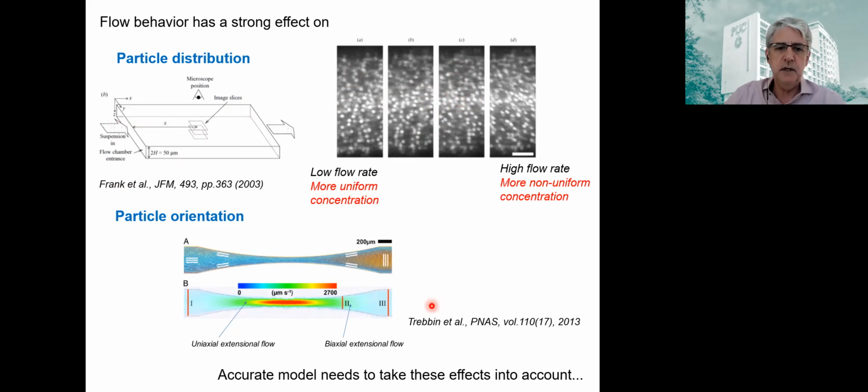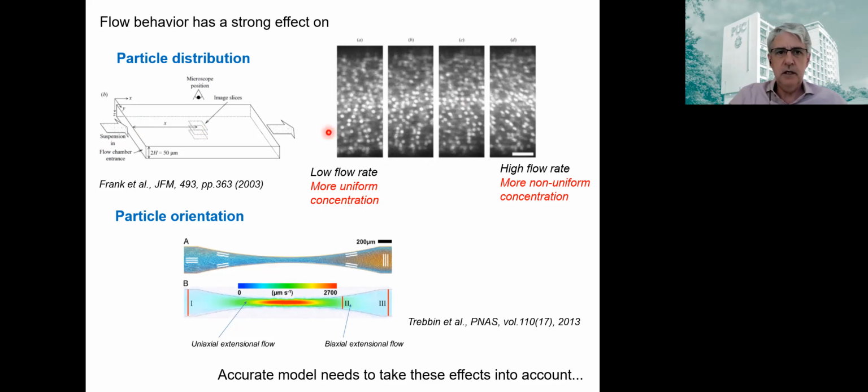In this other example, we are looking at the flow of elongated particles through a convergent-divergent channel. And you can see that the particles are aligned in the orientation of extension. In the contraction part of the channel, you have a uniaxial extension, so the particles are aligned with the flow direction. And then in the divergent part, the particles are aligned perpendicular to the flow direction because you have a biaxial extension. So we need accurate models that take these effects into account.